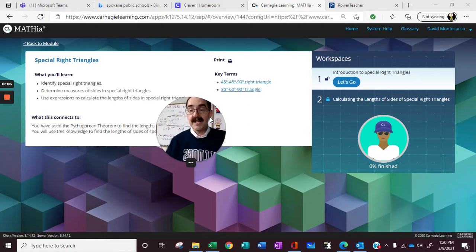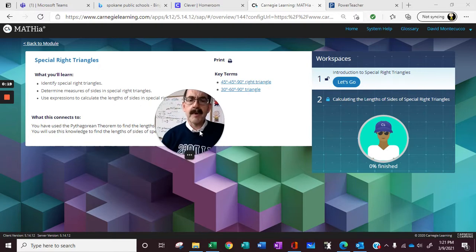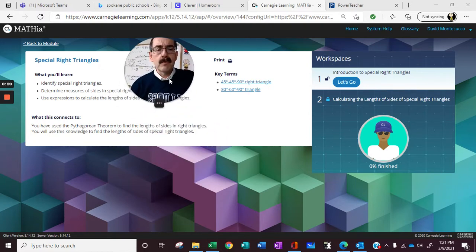So we finally completed Module 3, Topic 1. But before we get ready for Topic 2, we have to do a little review on what's called a special right triangle. Let's click and see what we got.